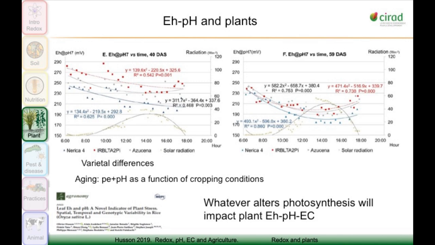So if we look at PE plus pH, we see that sometimes PE plus pH is going down. Sometimes it's going up. And it's going up when there's a problem. When it's going well, photosynthesis is going well, and we have acidification and reduction, and there's more reduction than acidification. In this experiment, it's made in pots. We irrigate as we want. There's all the micronutrients, all the elements. There's all the light, all the heat. So the plants are perfectly well.